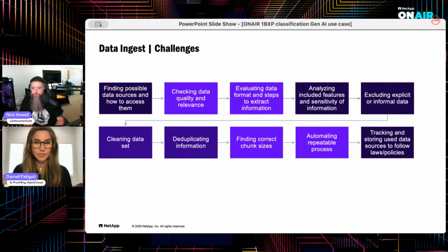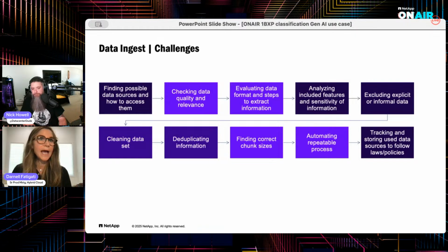And then making sure that you're checking the quality and the relevance of that data. Garbage in, garbage out, make sure that it's not garbage. Evaluating the format and the steps to extract the information. What does that mean when you evaluate the data format and the steps to extract? Give me an example. So understanding what file types you have, right? Of all of the data that you have, what do you have? Docs, PDFs, text, large images, things like that. Size could be another way, but even just looking at the format of your data.